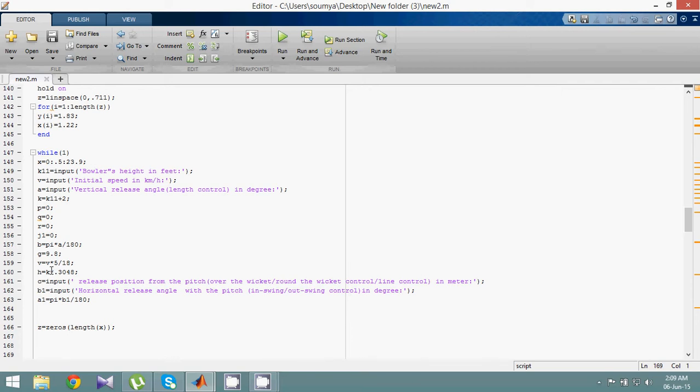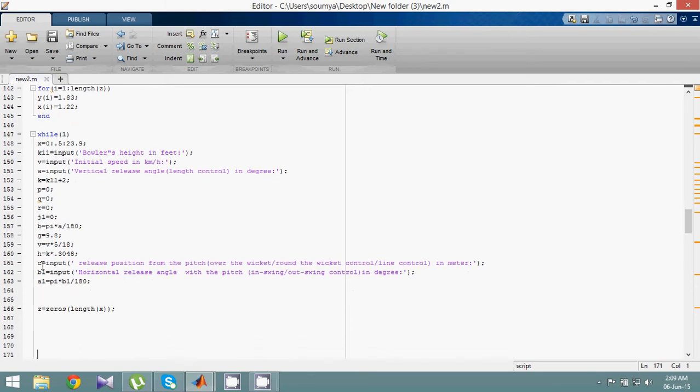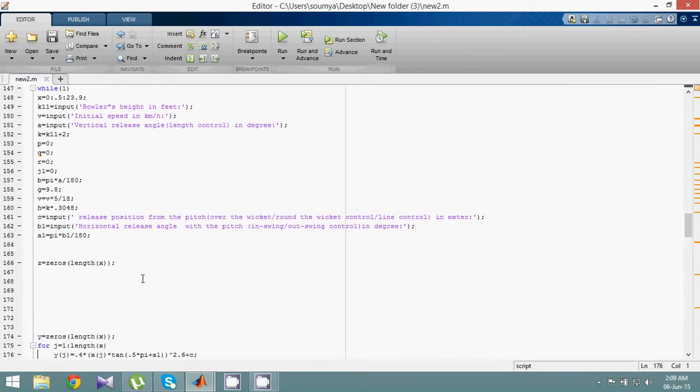Well, that is converted from feet to meter, right? So I multiply by 0.0348 because that's the conversion. And then I used another input, which is the release position from the crease. That basically means over the wicket or round the wicket, the point of the pitch where the ball is delivered, right? And then the horizontal release angle with the pitch, that basically controls the in-swing and the outswing.